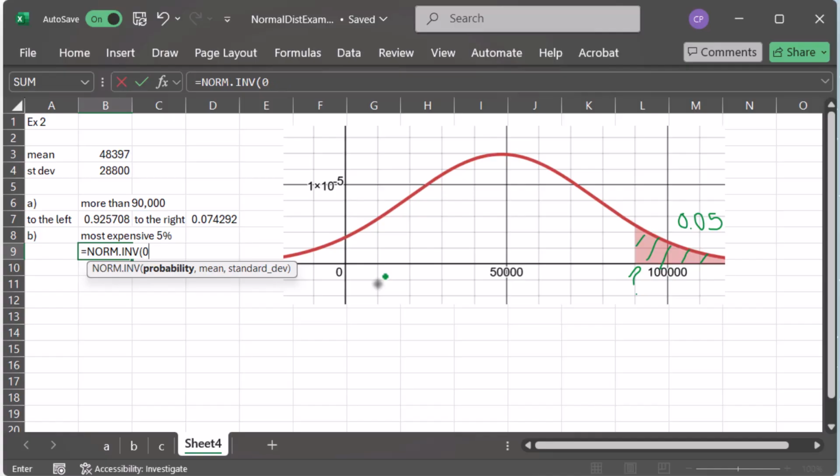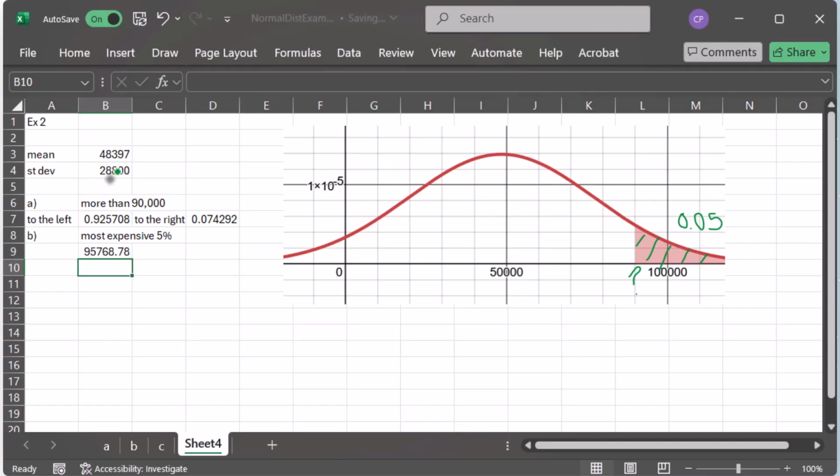If I put in 0.05 here, that's going to give me the cutoff for the lowest 5%, not the highest 5%. So I'm going to do 1 minus 0.05, or you could do that 0.95. Area to the left would be essentially 95%. And then I'm putting in my mean and my standard deviation as those last inputs, and I will calculate this out. This gives me a number that is higher than the mean, which is what I expect.